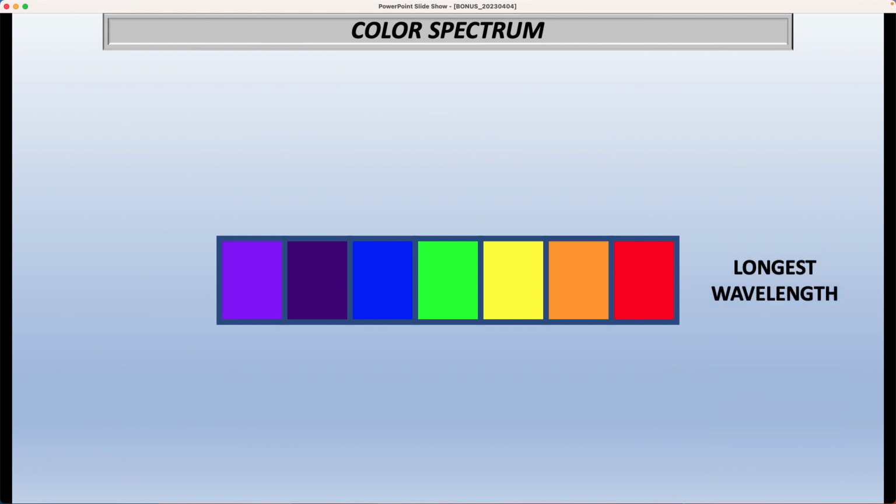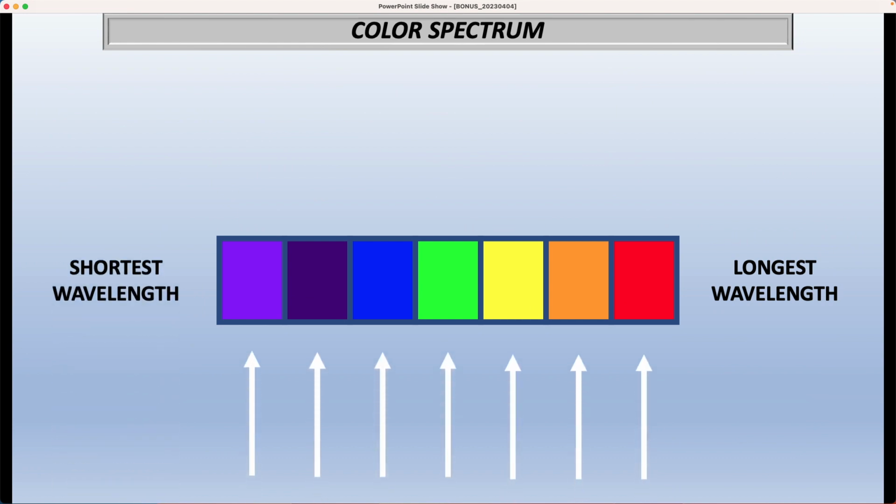Now, the red colors have the longest wavelength, and the violet colors have the shortest wavelength, okay? So we have white light coming in from the sun, and the white light is made up of all the colors of the spectrum. Like when I just talked about the graphic system, if you have 255 reds, 255 green, and 255 blue, that's going to translate into a white color, okay?